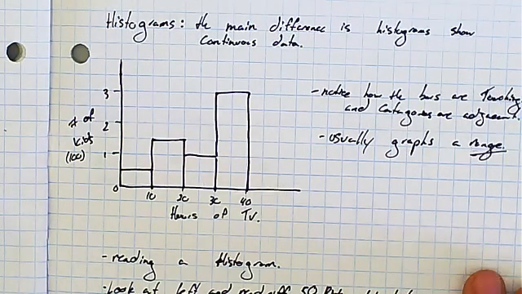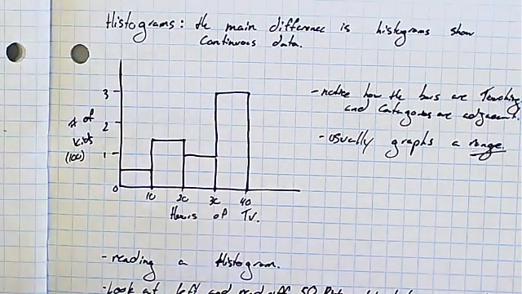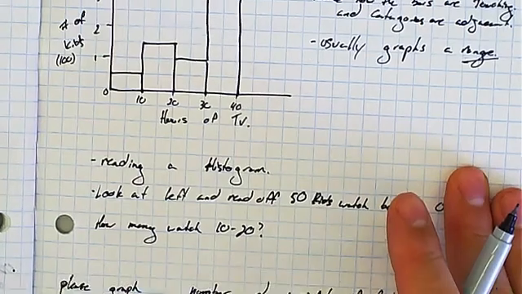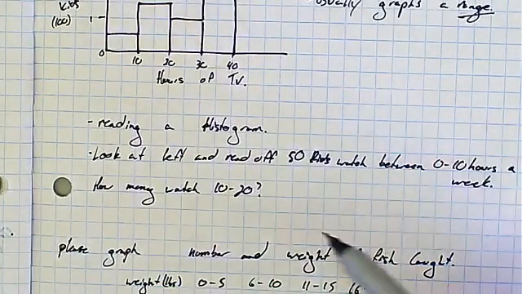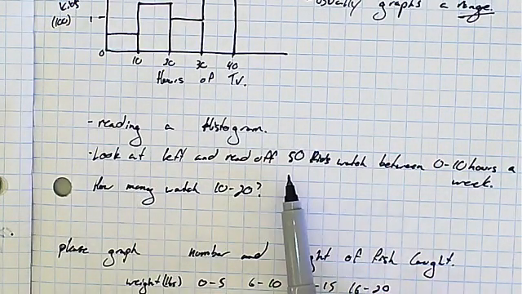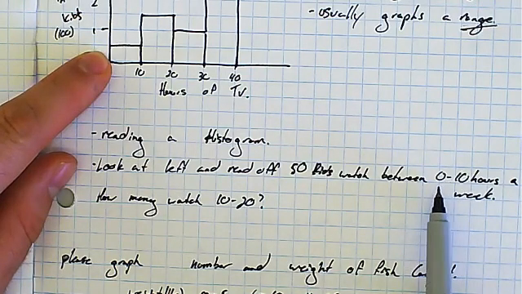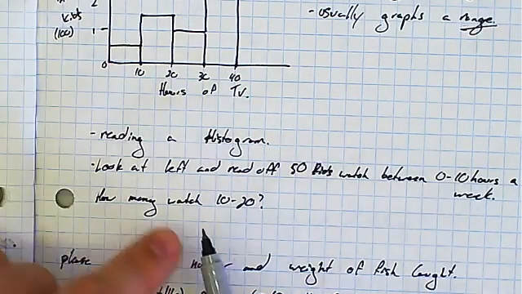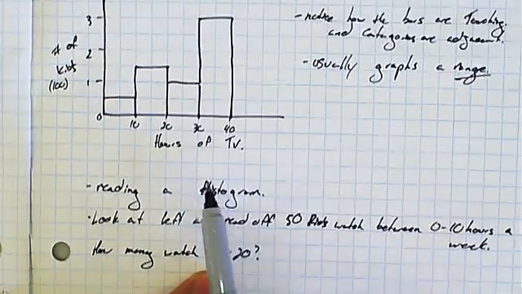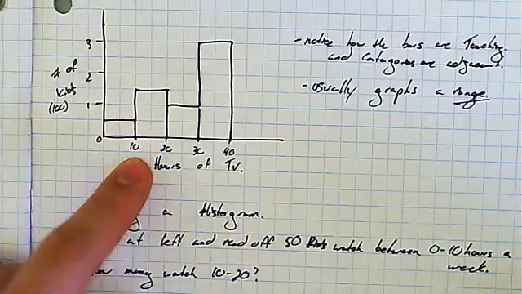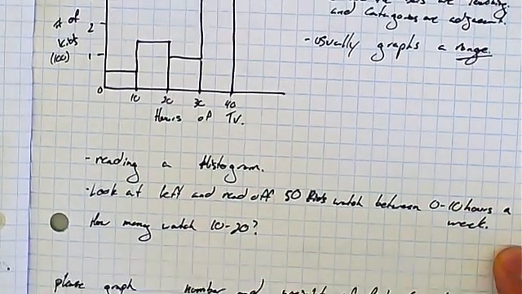So reading it isn't too bad. Graphing it takes a little bit more time, and setting up your axes correctly is probably the biggest difficulty. I even ask you the question here: looking at the graph, the first part is 50 kids, and we know they watch 0 to 10 hours a week. How many watched between 10 and 20? You go to the 10 and 20, go up, and look right across. It would be 150.